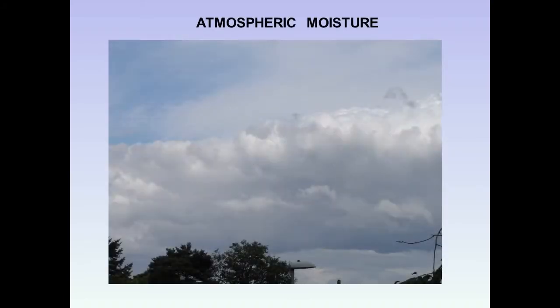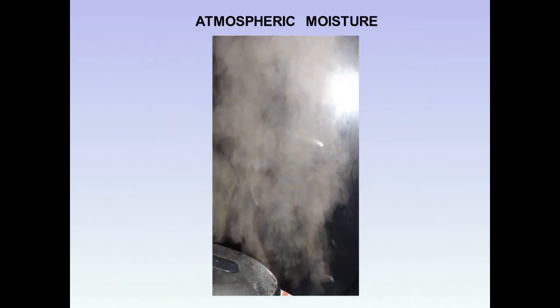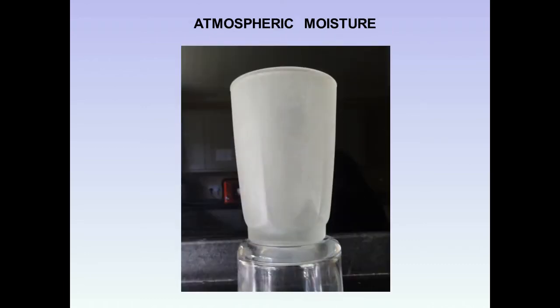Atmospheric moisture. First of all, let's look at the visuals. There we go, atmospheric moisture. Visuals, clouds, readily visible. More atmospheric moisture, steam, again readily visible. And indeed, atmospheric moisture coming out on frozen glass.